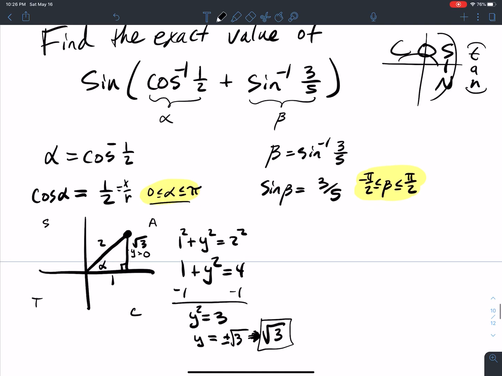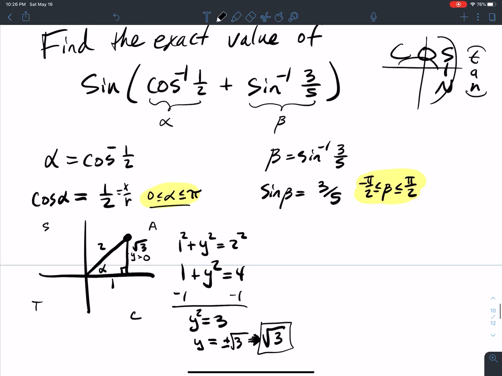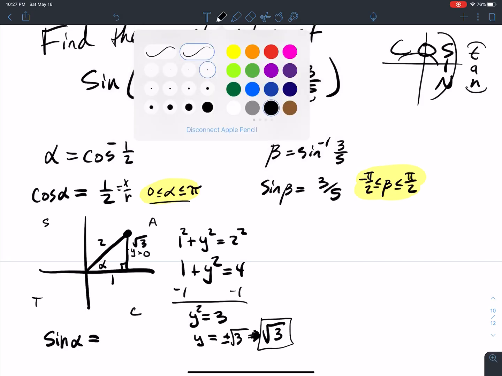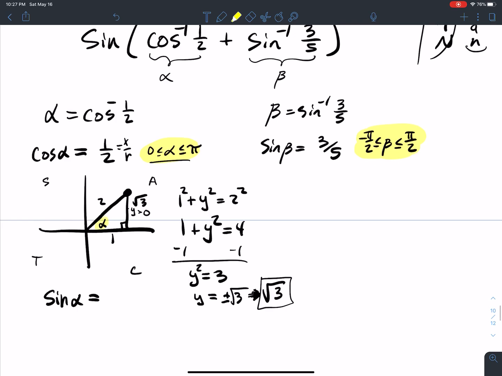So what does that tell me? Well, that tells me a little bit of information. It tells me what the sine of alpha is now. The sine of alpha, opposite over hypotenuse, which is square root 3 over 2.